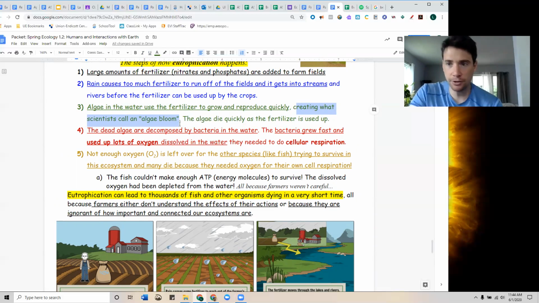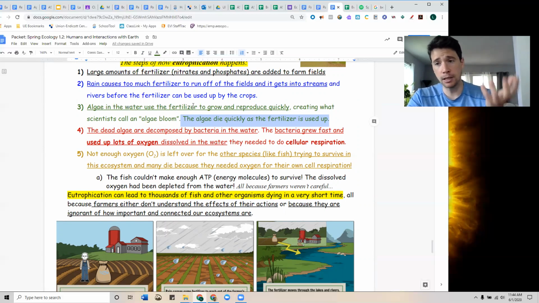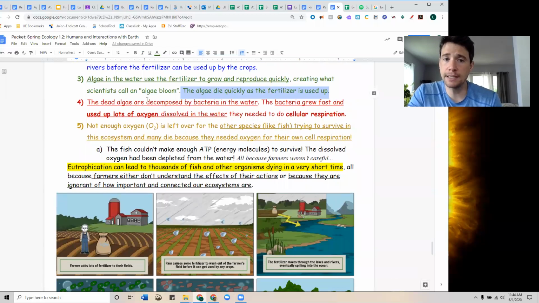There's lots of algae, and it looks sort of pretty from space. But the algae die super quickly because the fertilizer eventually gets used up. And then there's so much algae that a lot of them just end up dying off because they can't keep growing. And then the dead algae get decomposed by a lot of the bacteria. Right? Because there's dead things, there are things that feed on the dead things, and most of the time that's either fungi like mushrooms or bacteria.